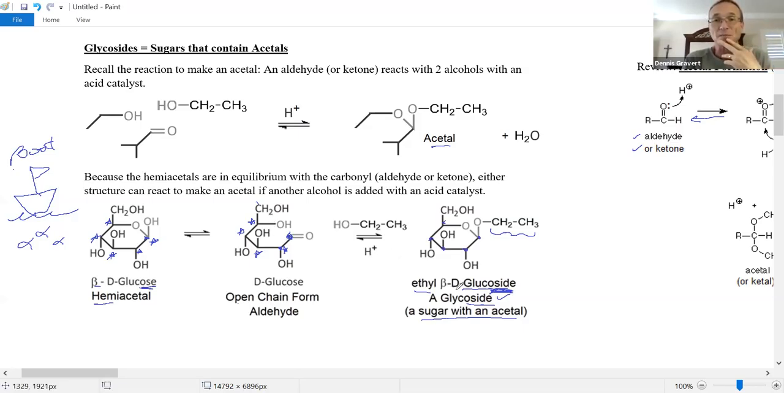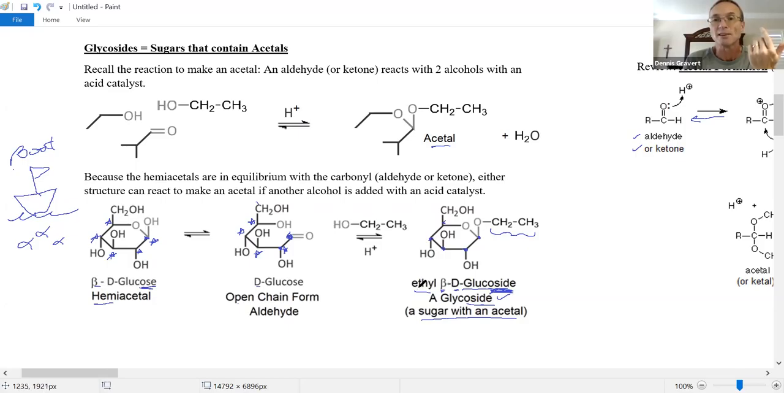The D form means the last chirality center farthest from the aldehyde, if it was a Fischer projection, then the alkyl group should be on the right side to give us a D form. So this is D glucoside. What's the beta? Well, the beta says when we close up the ring, the bond outside the ring is pointing up. It's the beta form.